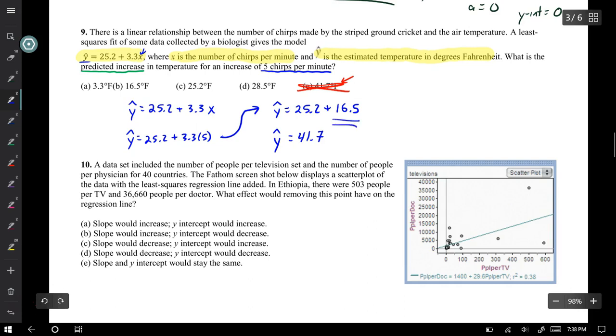I see 16.5. I'm leaning towards B because my y-intercept, my original temperature, is 25.2, and I am increasing that by 16.5 degrees. Now that makes sense to me. What is the predicted increase? It's going to increase by 16.5 for every 5 chirps.